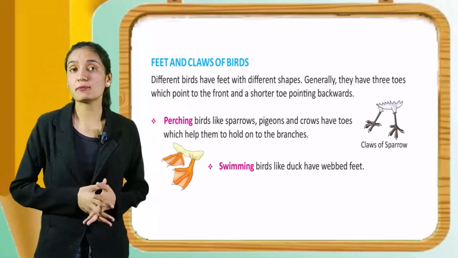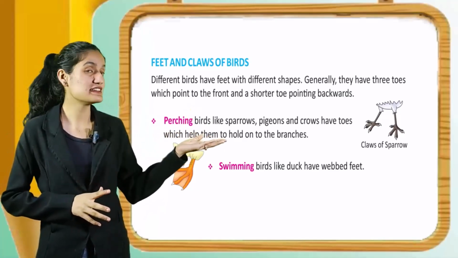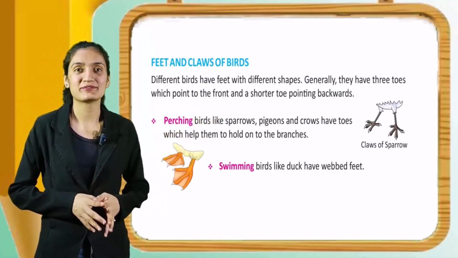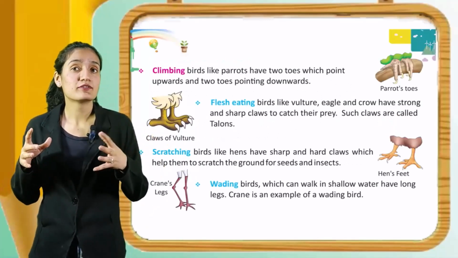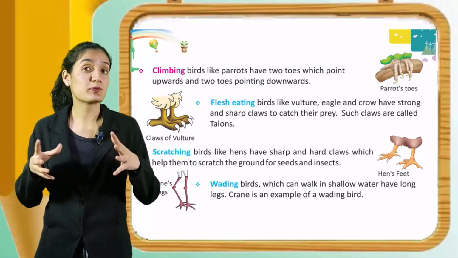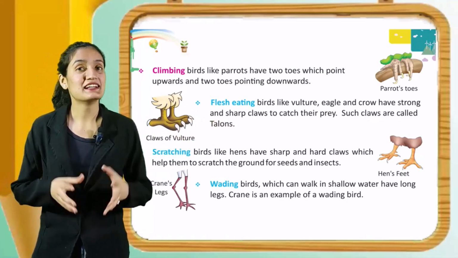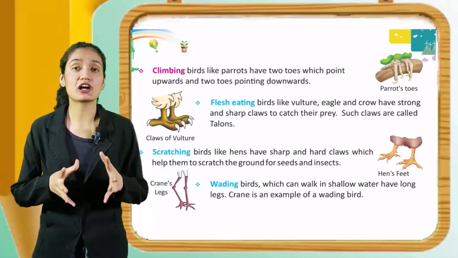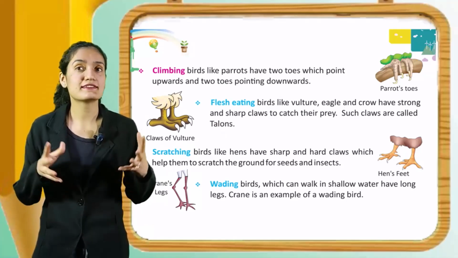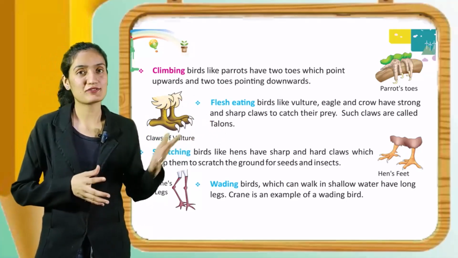Swimming. Swimming birds like duck have webbed feet. Here you can see duck's webbed feet. Climbing birds like parrots have 2 toes which point upward and 2 toes pointing downward. Here you can see parrot's toes. Flesh-eating birds like vulture, eagle and crow have strong and sharp claws to catch their prey. Such claws are called talons. You can see the claws of a vulture.